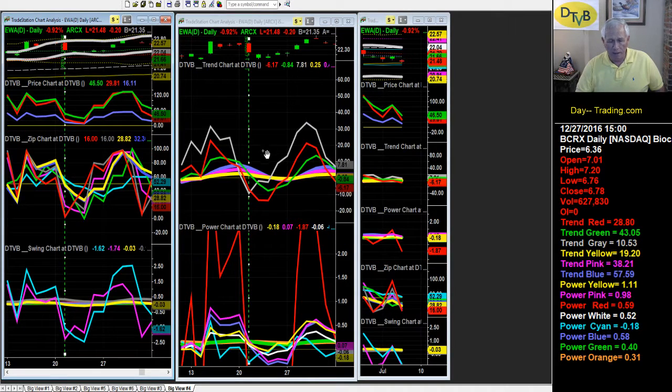The last one I've got here is trend gray down. Again, the yellow is just passing underneath it. And you also have, in the zip chart over here, swing Zion highest and going down. And we all know that that's a downtrend example, or situation, I should say.